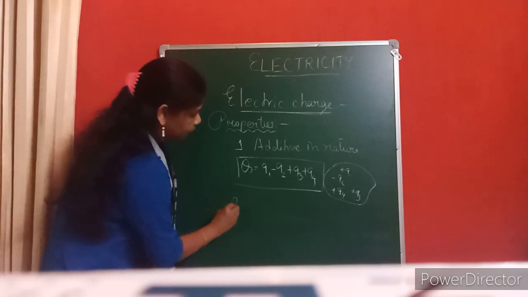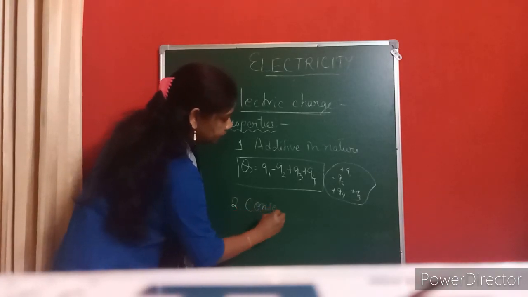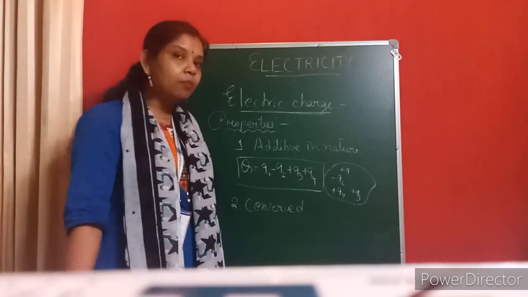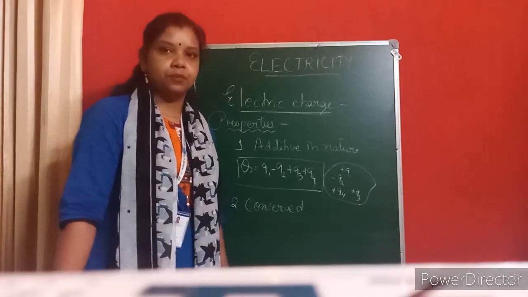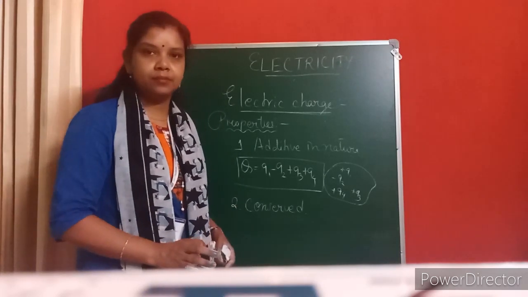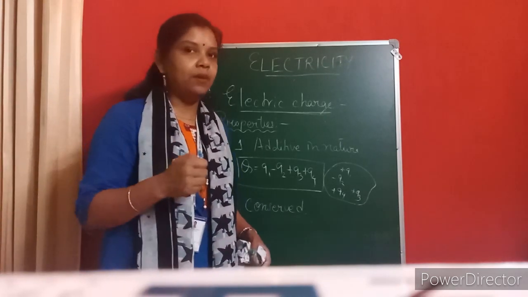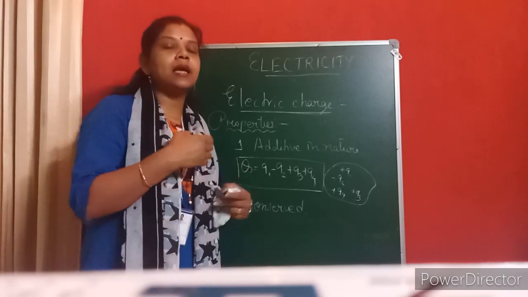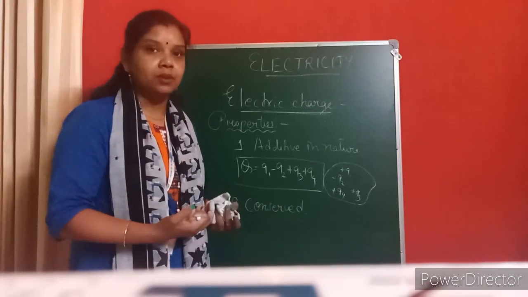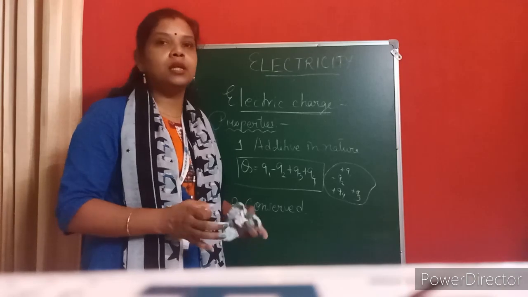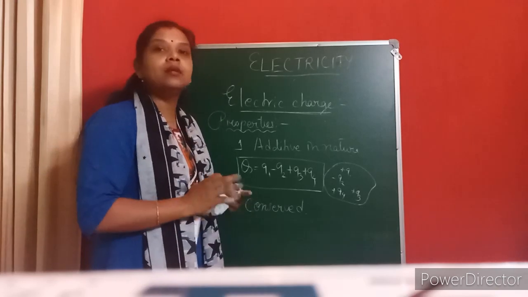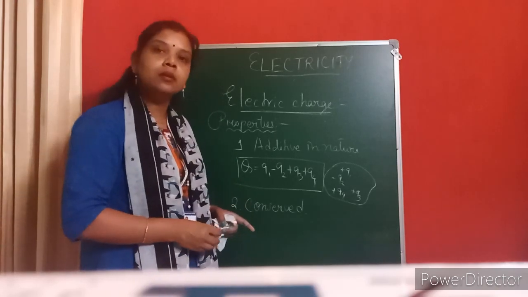Number 2, conserved. You have studied conservation of energy in class 9, and conservation of momentum also. Conservation of charge also: we can neither destroy charge nor create charge. When we rub a balloon, the balloon gets negative charge, the extra charge coming from the hair. It cannot happen that charges are destroyed. They are transferred from one substance to another, but cannot be destroyed. So charges are conserved in nature.